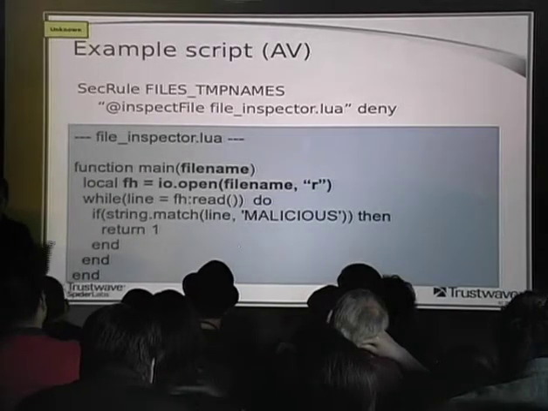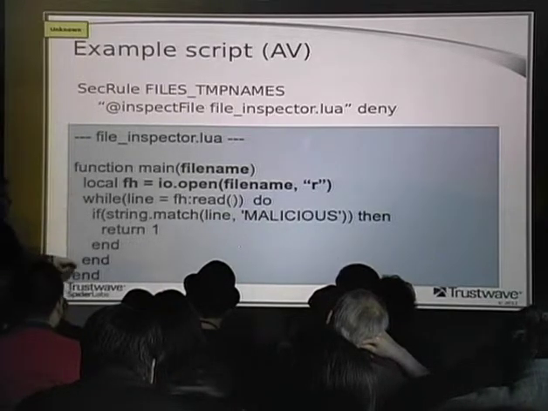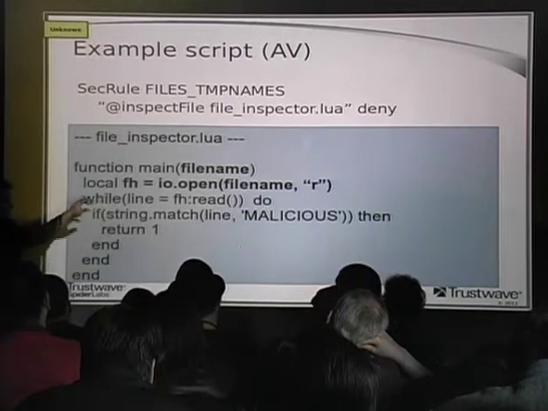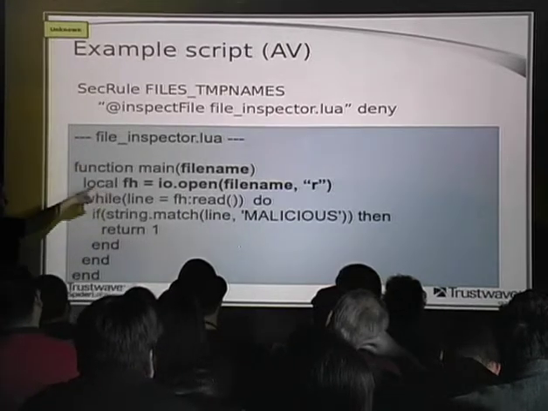So this allows us to do dynamic accepting or denying of traffic. In this case, very simple, same function main, same assignment of variables. So you open up the file name, which is the value of an argument that's sent to main.